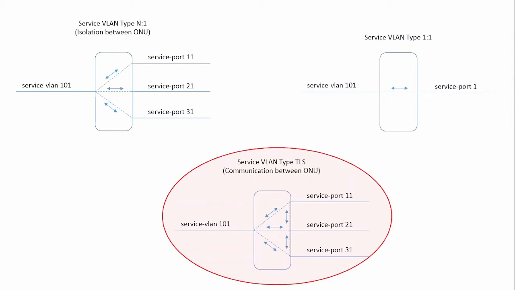Service VLAN type TLS is used for services that may share the same VLAN, but require communication between service ports. This service VLAN is typically used to provide VoIP services since you need to allow calls between clients. In addition, this type of service VLAN allows traffic transparency, which is a requirement for some types of corporate services, such as LAN-to-LAN. TLS stands for Transparent LAN Service.